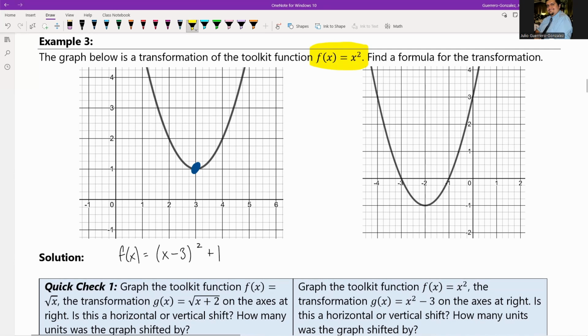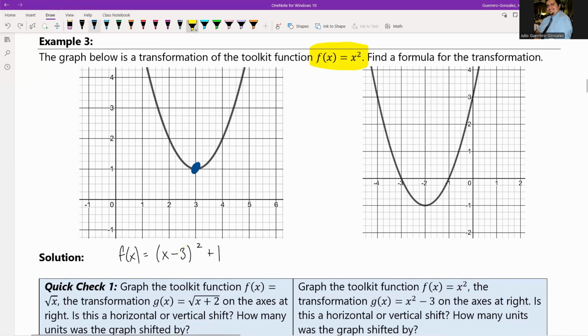Let me review really quick. That minus 3, remember how the horizontal shift worked? It's opposite of the sign. If I want to move it toward the positives, it's a minus something. So vice versa, if I want to move it toward the negatives, I need to do plus something. And then the plus 1 works out just as normal.